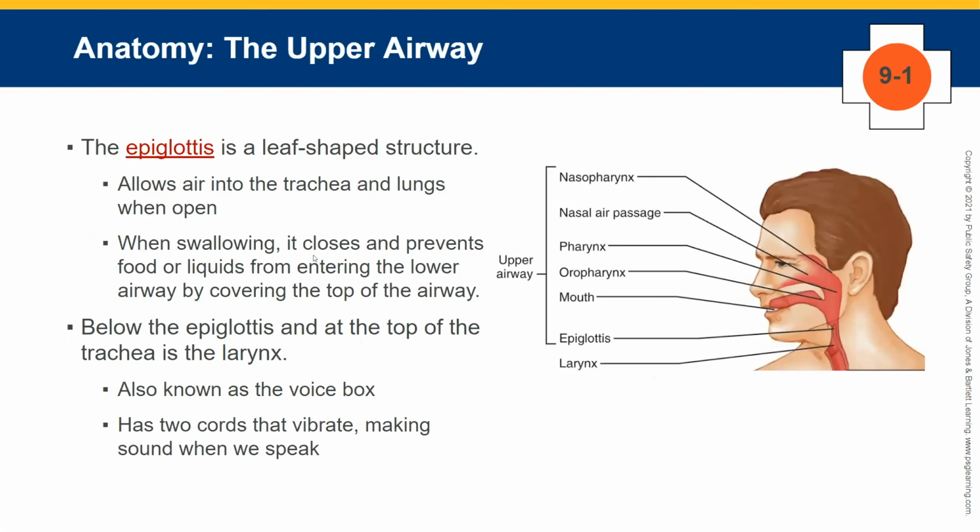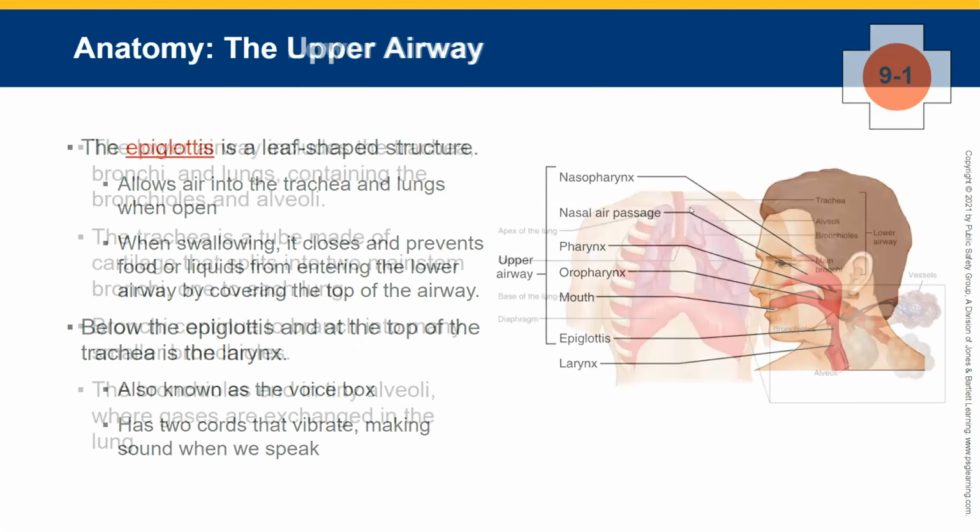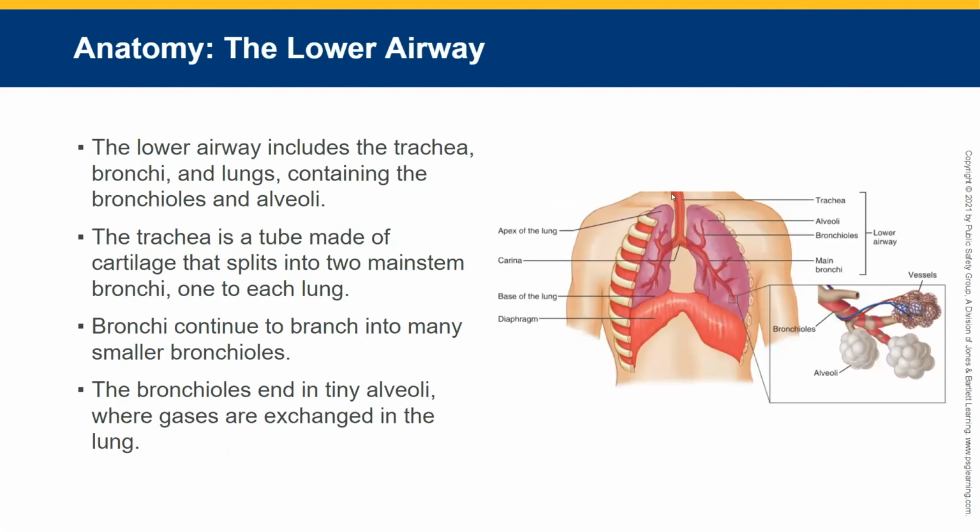So epiglottis again. When swallowing, it closes. That's when it flaps down, David. It keeps liquids and food out of your airway. And then this is the lower airway. If you hear of injuries, trauma, or obstructions in the lower airway, we're talking trachea, the bronchi, and the lungs. This is all your lower airway.